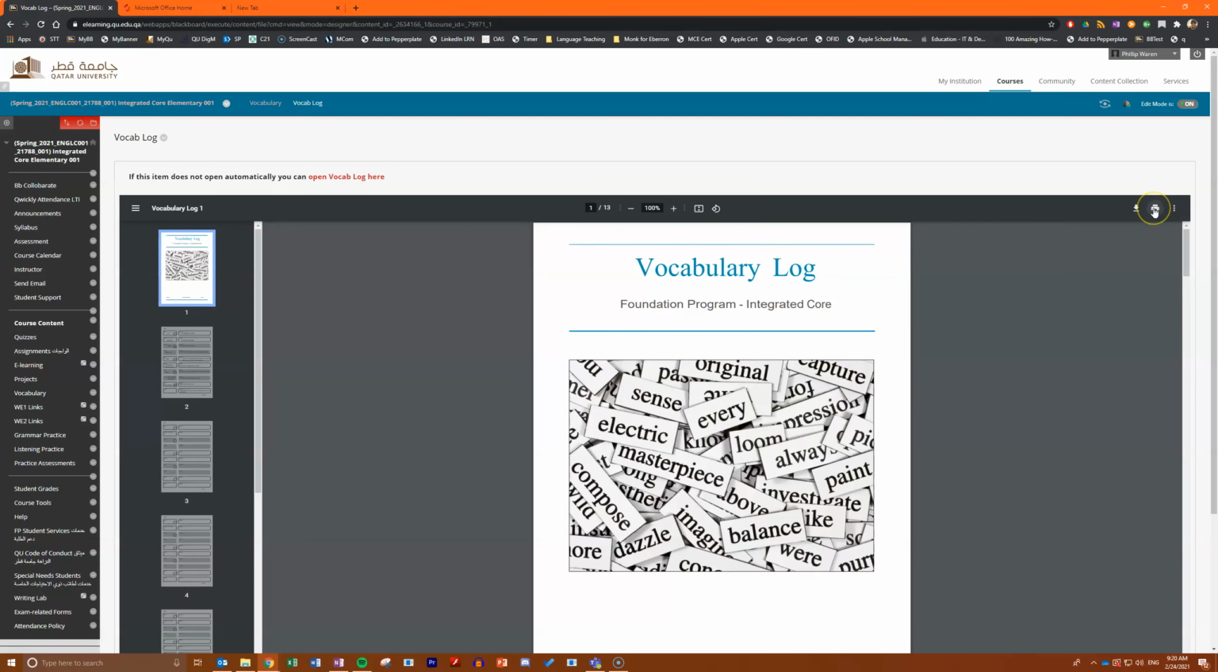You need to print this vocab log. I recommend you print on both sides of the paper to help save the environment. And you really only need pages 3, 4, and on. If you print the whole thing, that is okay. Your teachers do not need to see these first 2 pages, as long as your name is written on the paper somewhere.